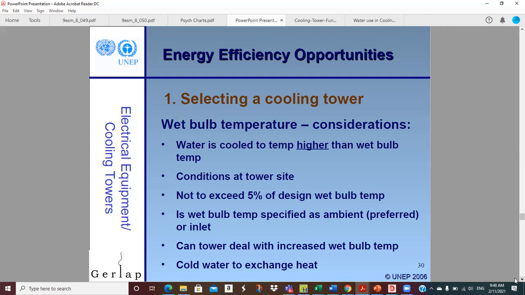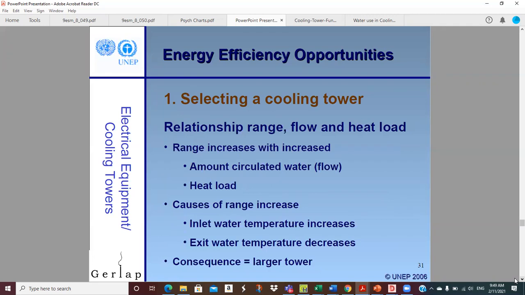Can the tower deal with increased wet bulb temperature? So if something happens and we get some additional moisture at an aggressive design condition in the ambient, are we still going to be okay with whatever devices we're trying to cool? Cold water to exchange heat. Okay, whatever that means. Let's see.